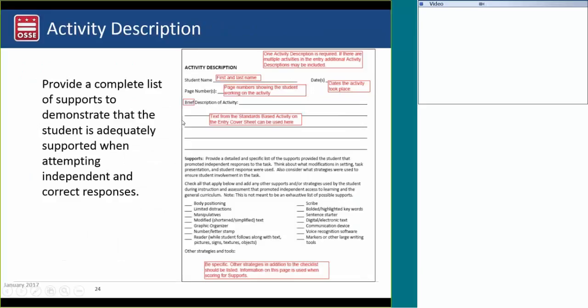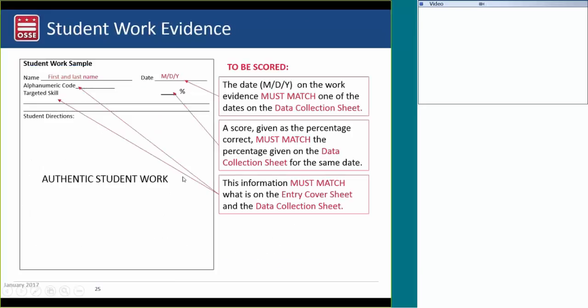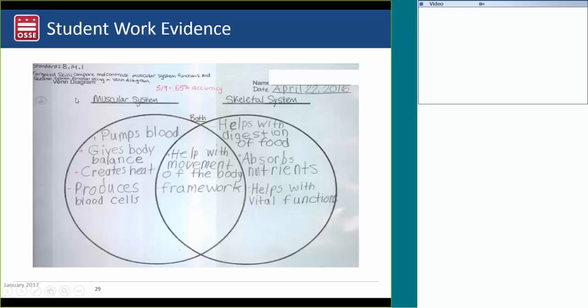And the targeted skill. Again, this must match what's on the entry cover sheet. The targeted skill must appear on the student work sample or student work evidence. Okay, here's an example. So here we have the student's name, the date, and if the student can write their own name and the date, encourage them to do so.